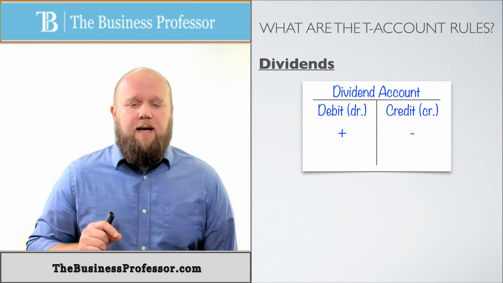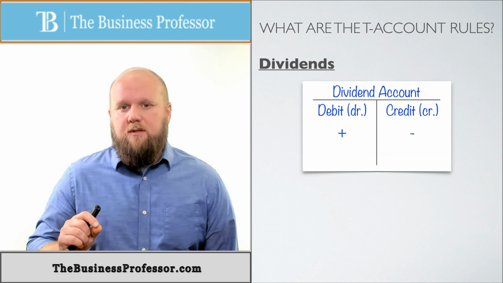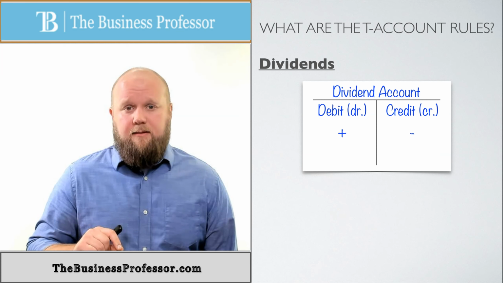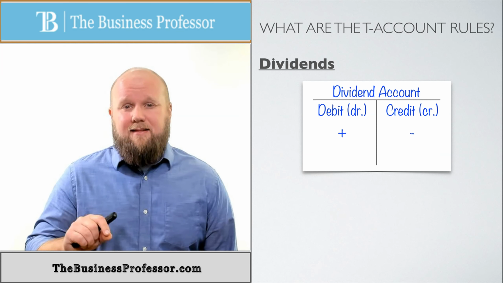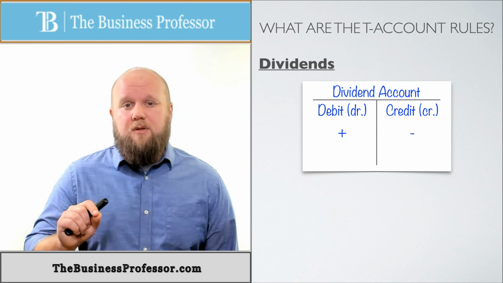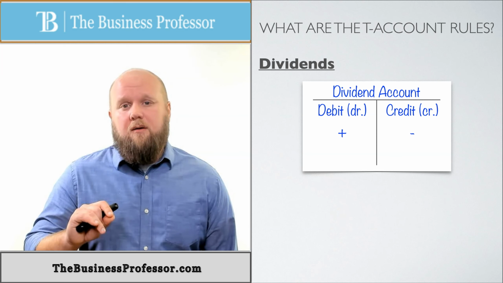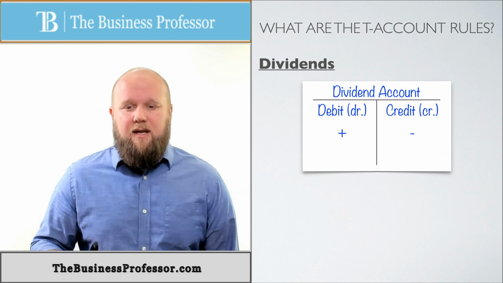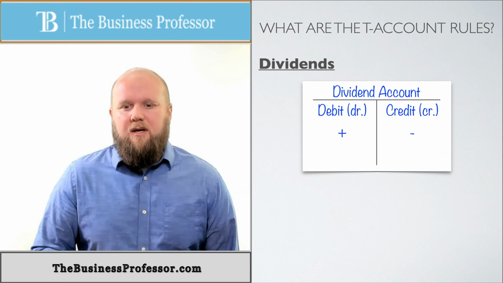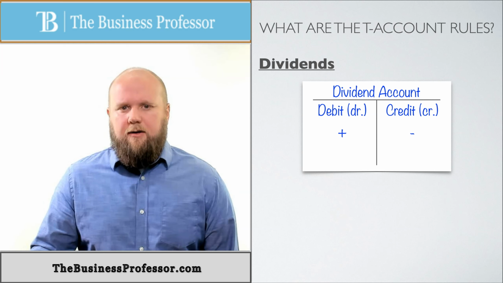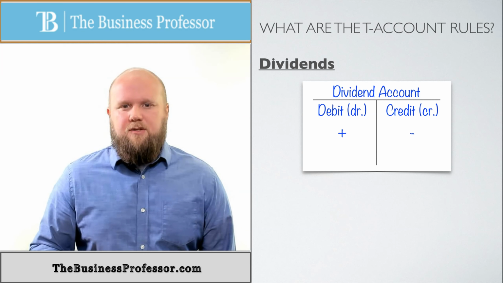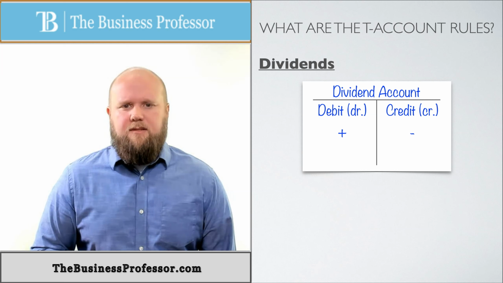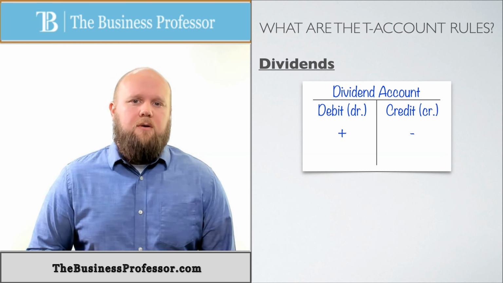The best way I remembered how to do this was the acronym ADE. Assets, dividends, and expenses. Those are the only three that are plus minus. Everything else is minus plus. It's about training yourself. There is logic to it, and you'll find that out a little bit later. But this is just one of those things that's easier to just get to know and practice. So that's your T-table or T account rules.